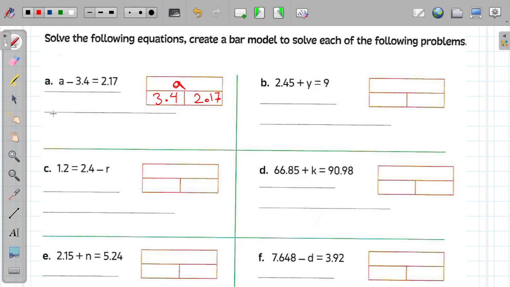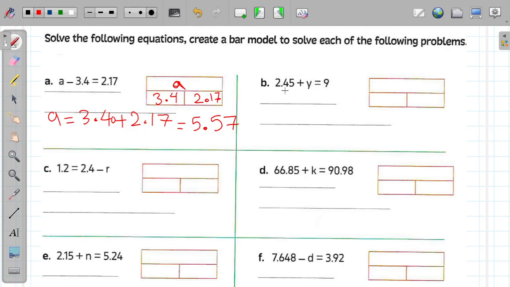So I will say a equals 3.4 plus 2.17. Okay, but here I have two decimal digits, and here I have one decimal digit. So I will write 0 next to 4, and I will add the two numbers together. So 0 plus 7 equals 7, and 4 plus 1 equals 5, and I will write the decimal point. Next I have 3 plus 2 equals 5, so the value of a is 5.57. Okay, let's try another one.